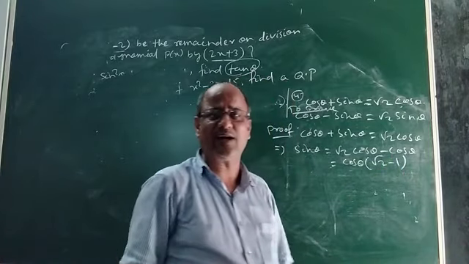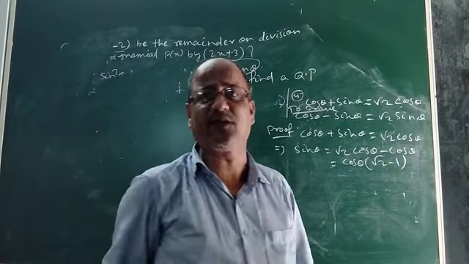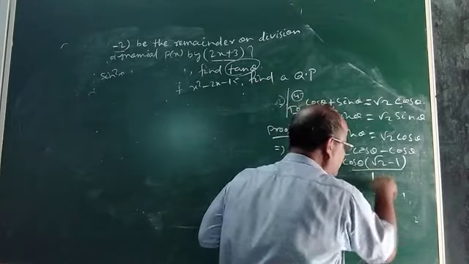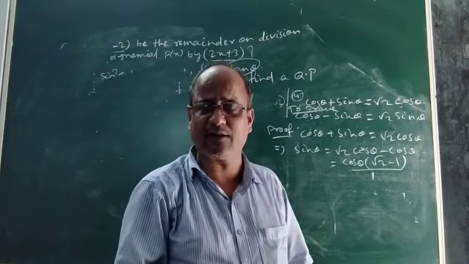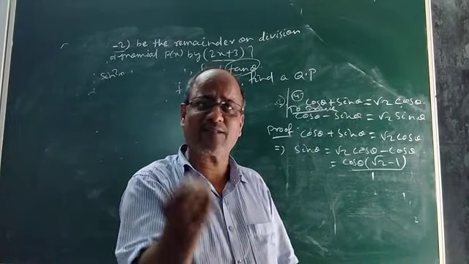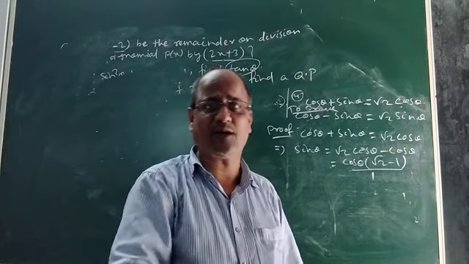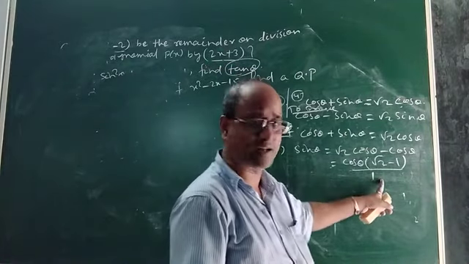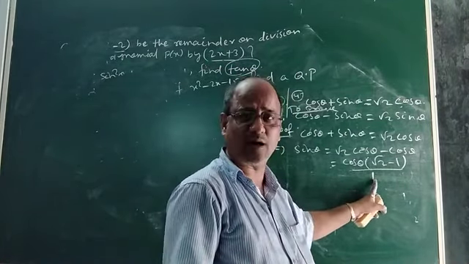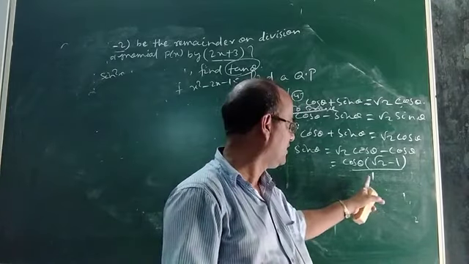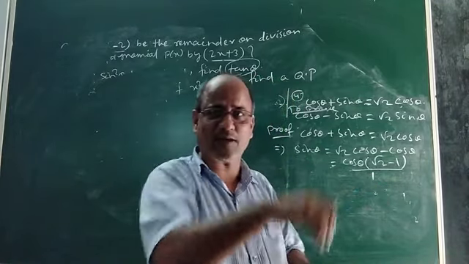Children, in class 9 we had read one thing, that is rationalization of denominator. In class 9 we were rationalizing the denominator where the denominator was an irrational number. But here you see, the denominator is 1. It is a rational number. Let us make it irrational. We will apply the converse.